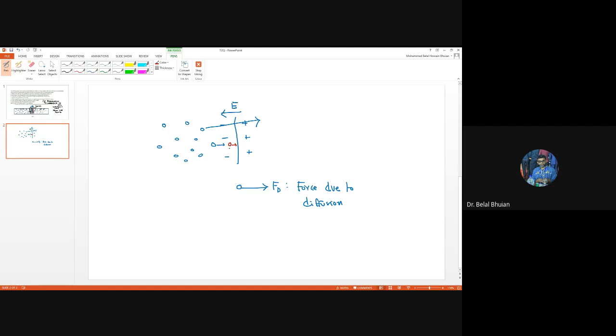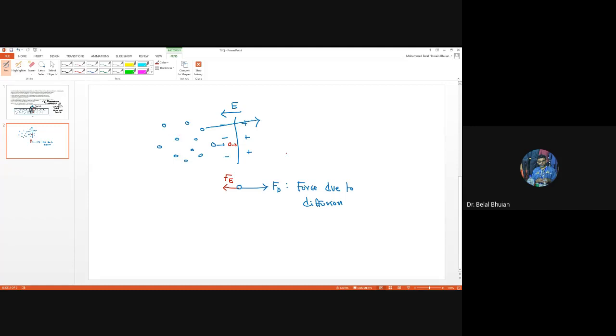And this force, we know that the hole, being a positive charge, always experiences the force in the same direction as the electric field. So that means the hole has two forces acting on it. One of the forces is this, we call it Fe, the force due to the electric field, and another force is the force due to the diffusion.